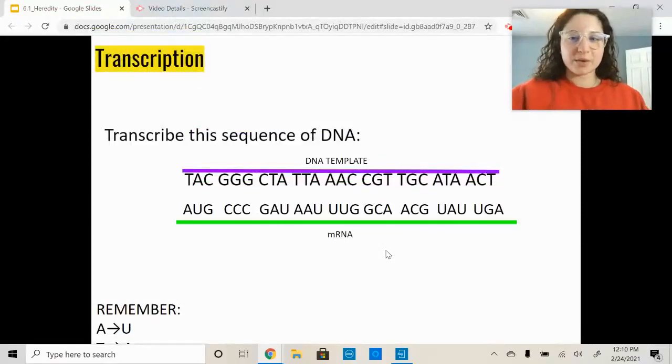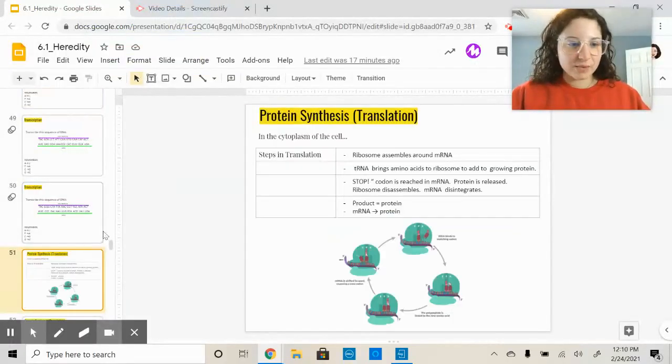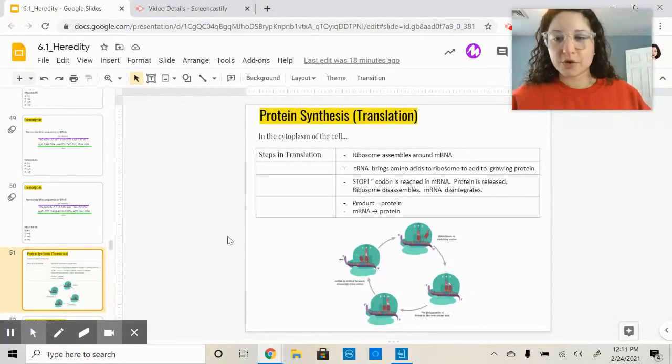All right, so at this point, we are going to pause here and we are going to look at translation in the next video. Again, make sure that you understand how to transcribe DNA into mRNA because we are going to be building on it for the translation process. Also, make sure in your vocab notebook, you now have transcription and protein synthesis filled in for your vocab notebook.